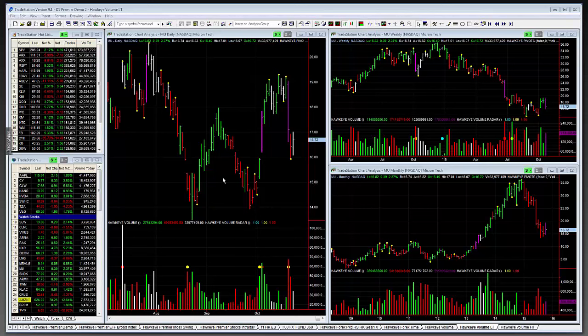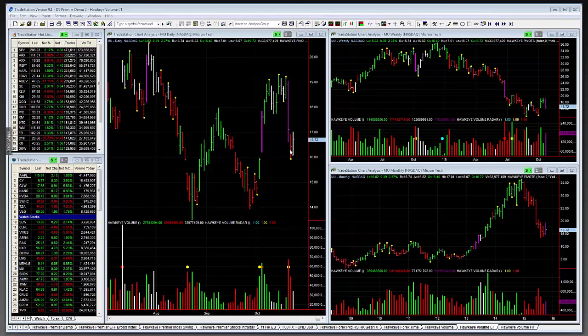But going back to the illustration, Micron is looking at a sideways and congested market right now. There's no demand for buying in this market. It's very, very weak, so I would not be looking to go long on this one at all.